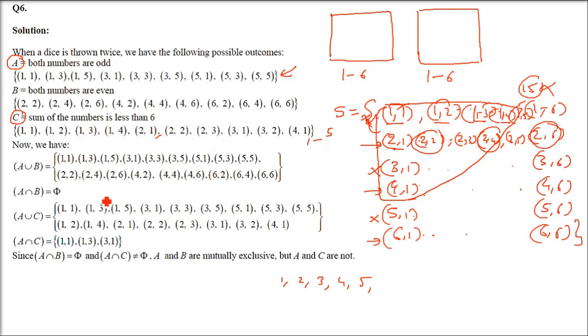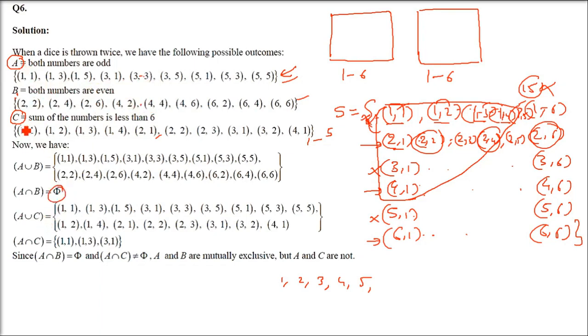6 is not included. Now coming to A union B. A union B, just combine all the content from A and B and write the duplicates once. So there is nothing common, just take all the numbers from A and B. A intersection B: since A and B have nothing common between them, it's a null set.